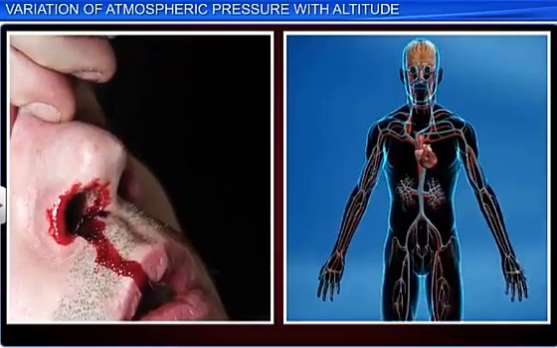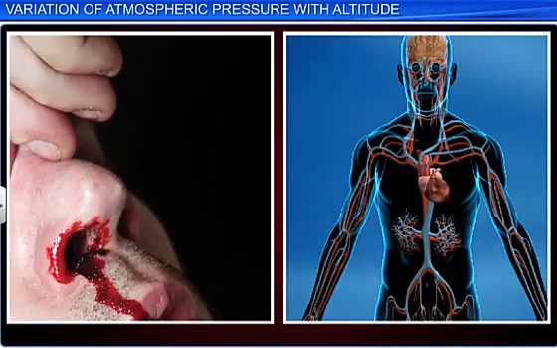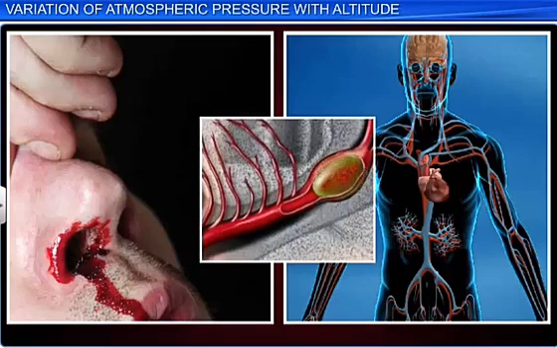The decrease in air pressure may cause the nose to bleed, especially if the individual has high blood pressure. This is because the air pressure cannot completely counterbalance the blood pressure, causing the blood vessels in the nose to rupture. That is why doctors advise blood pressure patients to avoid going to hill stations.